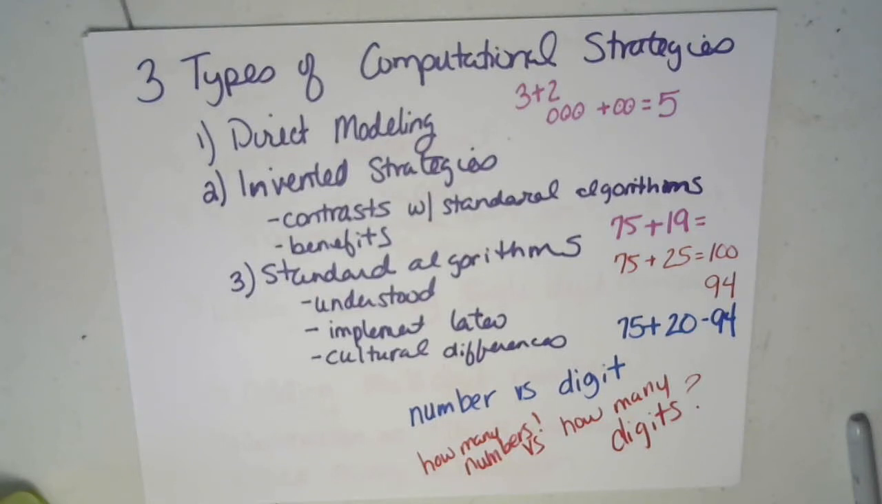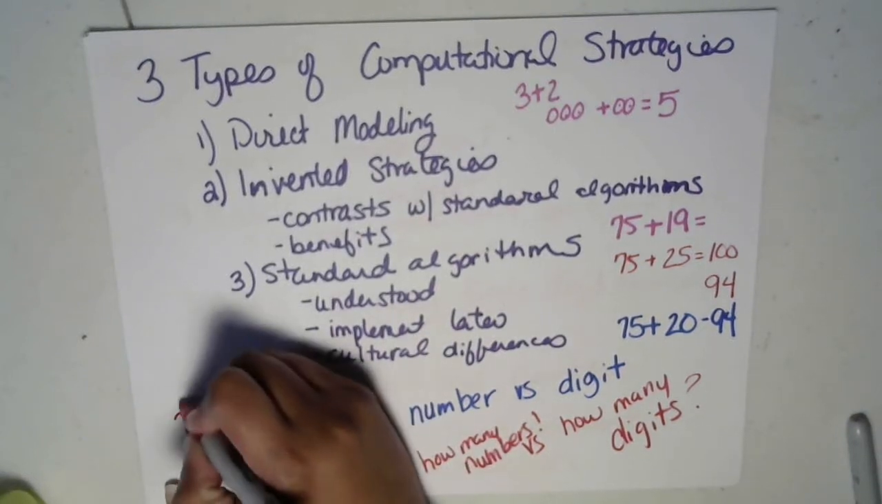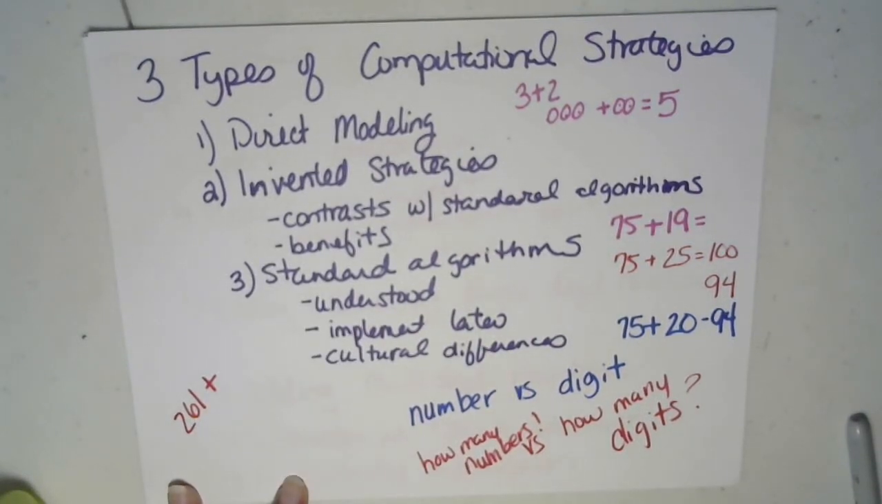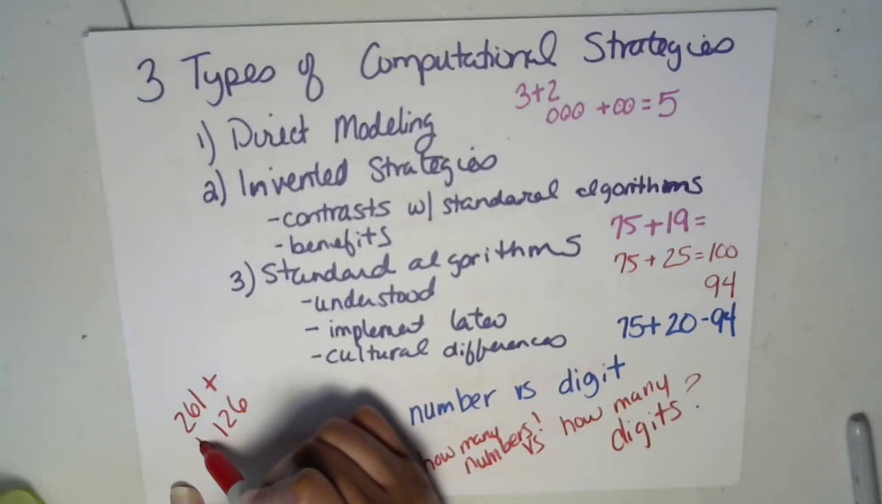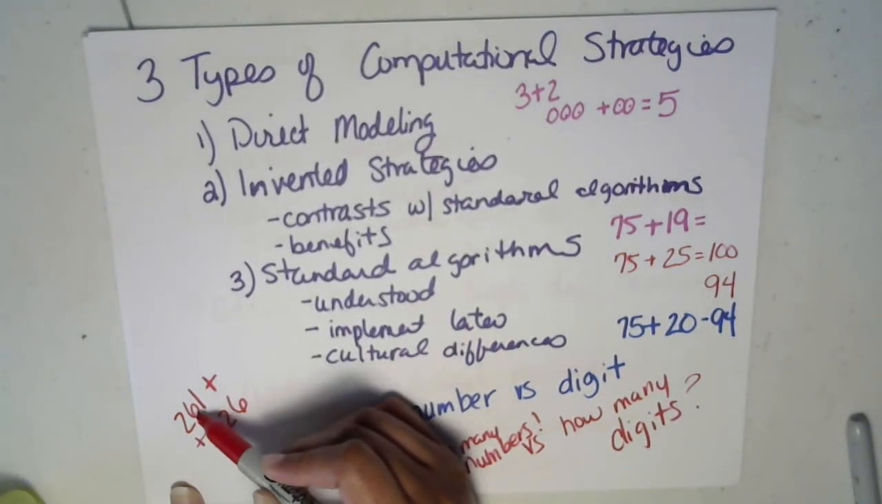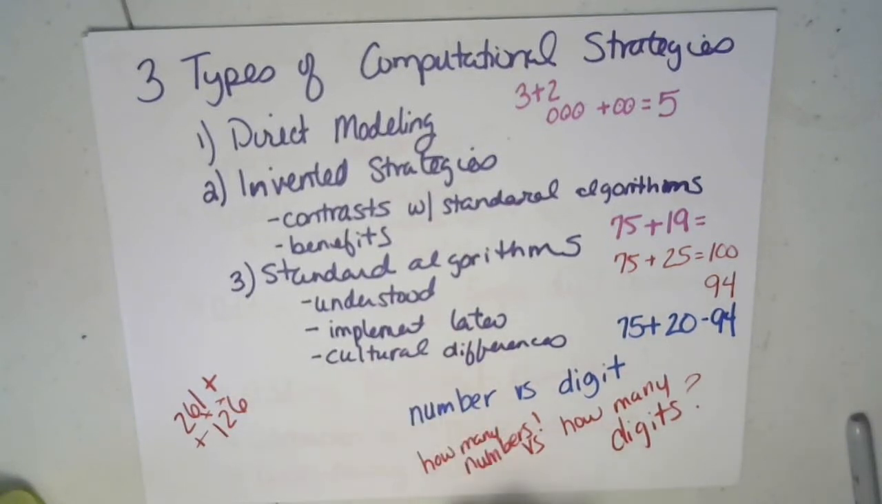Invented strategies are left-handed rather than right-handed. What does that mean? Invented strategies often begin with the largest parts of numbers, so it starts at the left, because they focus on the entire number. For the problem 263 plus 126, many invented strategies would begin with 200. They might start with 100 plus 200 and then move to tens and then move to the ones. So it can start at the left and not at the right.